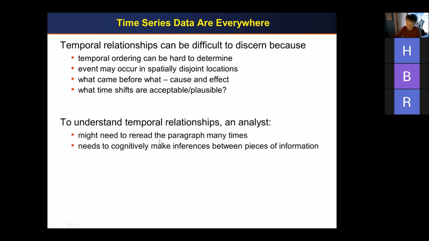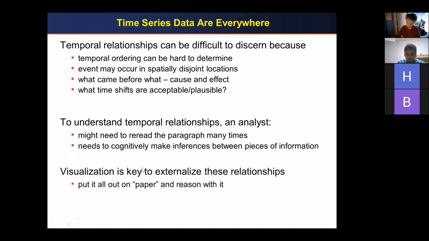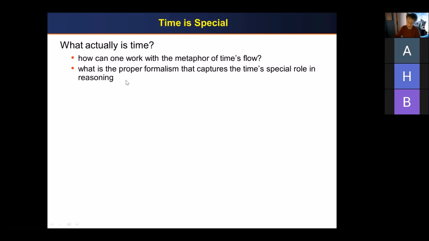Secondly, if you look at this particular item that I just read to you, you may have to reread it several times, and you'll have to make inferences based on the information you saw. You don't really know if the events were related or not, because time is involved. So what you want to do is use visualization to help you externalize these relationships. Just put it all on a canvas, on a paper, and then look at it, so you can figure out what happened before and whether there's any cause and effect. I'll show you one way to do this in a second.